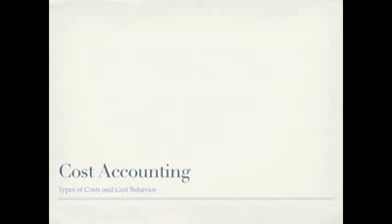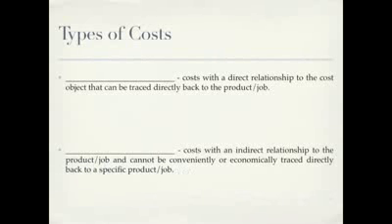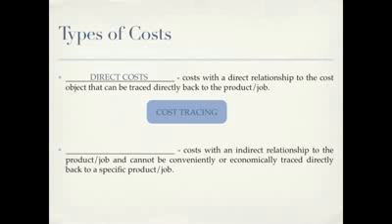In this short video, we're going to be talking about the types of cost and how those costs behave. So the first type of cost we'll be looking at is direct cost. So these costs, just like their name informs us, have a direct relationship to a cost object, and can be traced directly back to the product or job. This is called cost tracing.